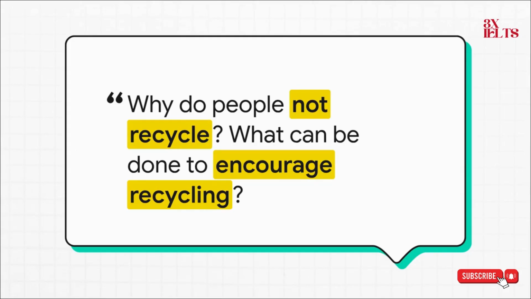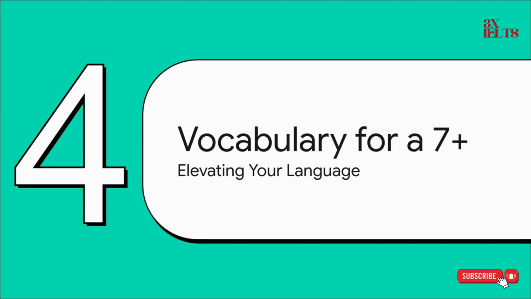Sometimes you'll get a 2-part question like this one. It looks different, I know, but it's really not. Our blueprint adapts to it perfectly. Your first body paragraph just answers the why, and your second body paragraph answers the what can be done. Simple as that. Okay, so you've got the structure and you've got the strategy. Now for the final piece of the puzzle, elevating your language. This is what separates a good essay from a truly great Band 7+ essay.